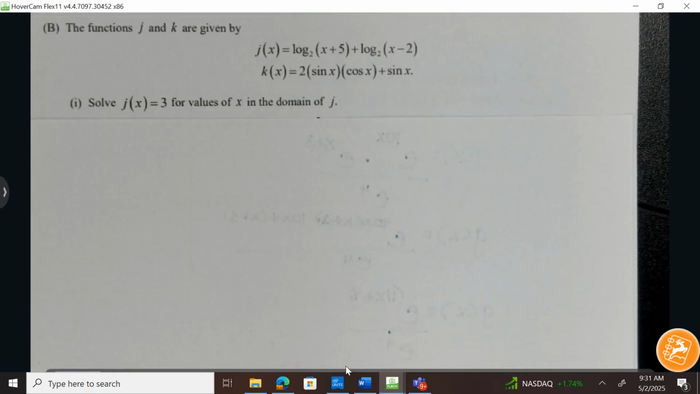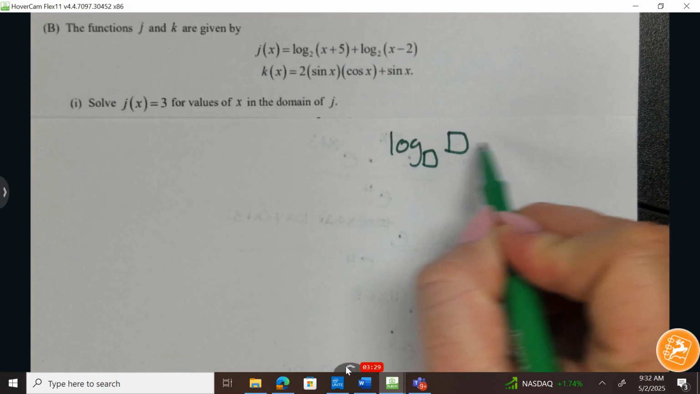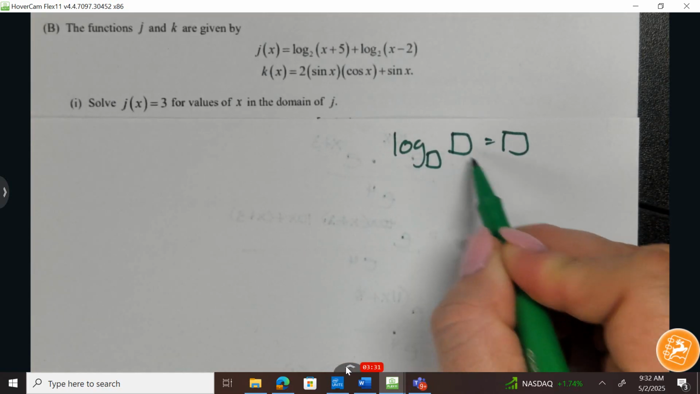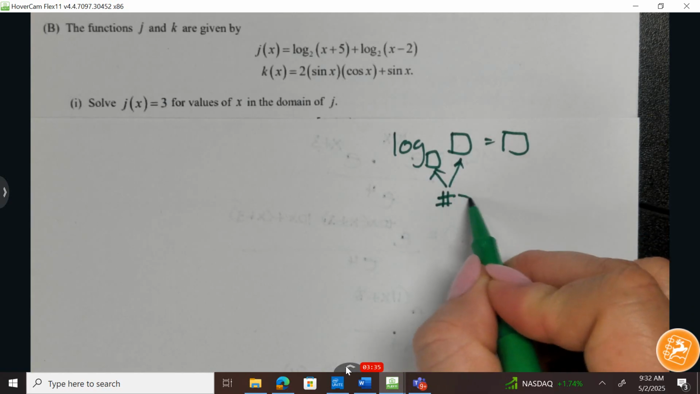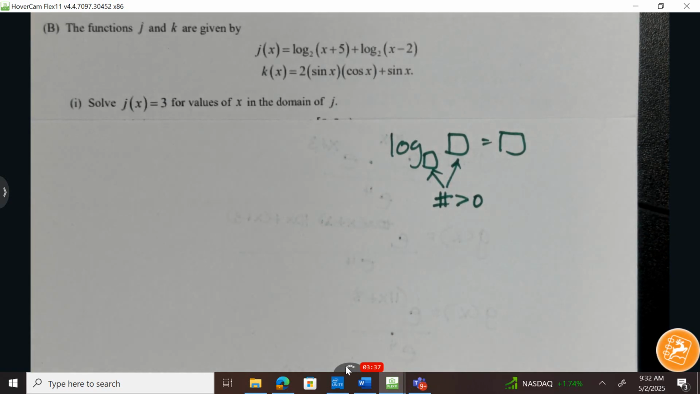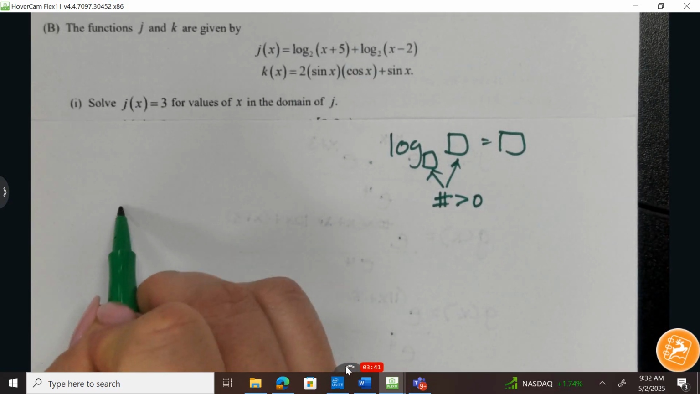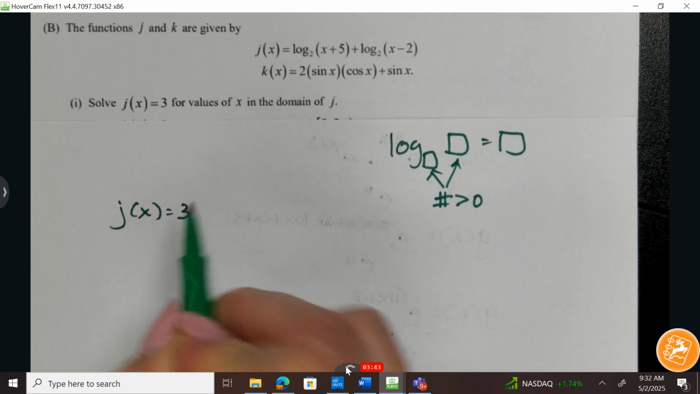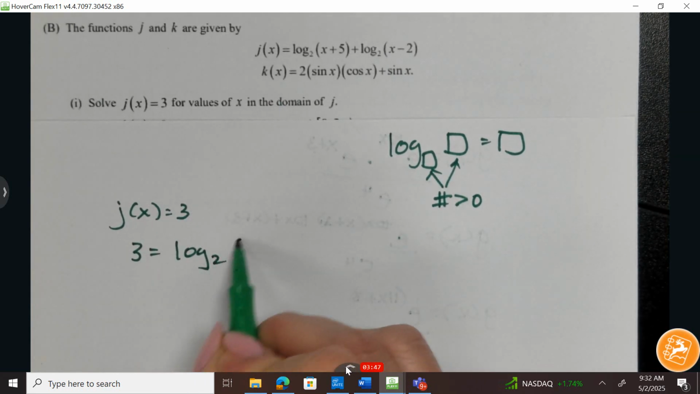Let's move on here to part B. As a reminder, when we look at logs, the base and the value behind the base, these two values must always be greater than 0. And so we're going to check that for extraneous solutions after solving this. I want to show all of my work so the AP reader has no question as to what I am doing.